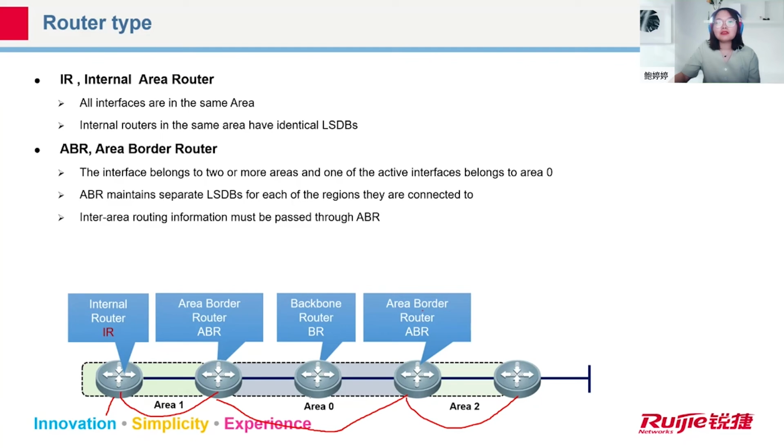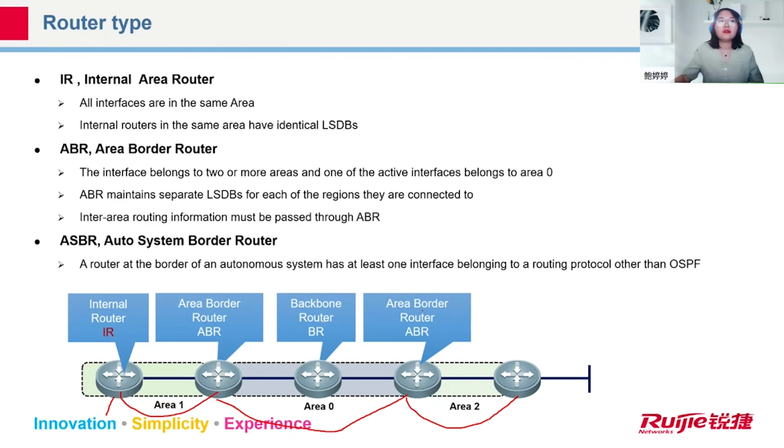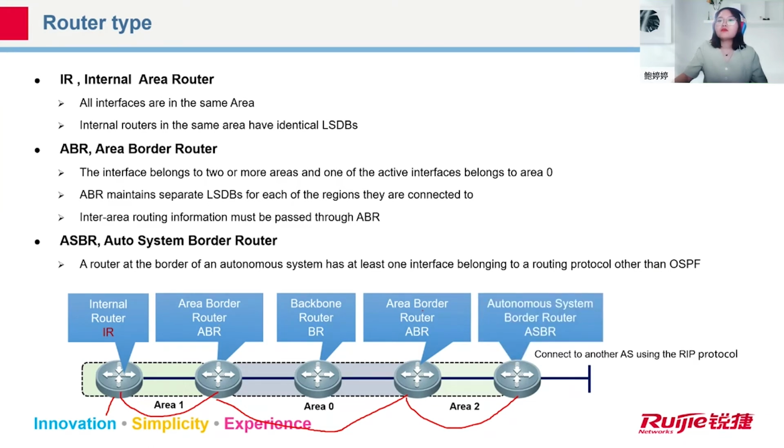And another one, this router, we call the backbone router. Backbone router means all the interfaces belong to area 0. And another router we call ASBR, autonomous system border router. If the router connects with multiple protocols, like the right one connects with OSPF, and maybe we also use the RIP protocol, and we import some RIP routes into OSPF and send them to the neighbor, this router we call ASBR. Okay.